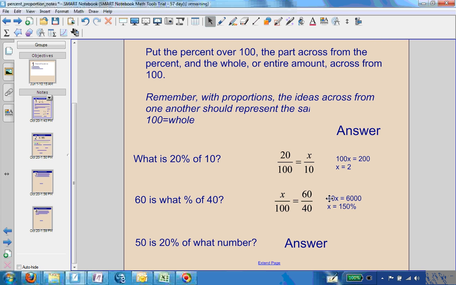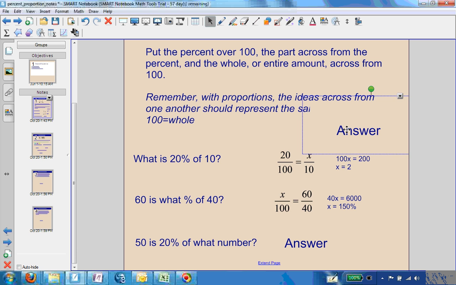40 times x is 40x. 60 times 100 is 6,000. Divide both sides by 40, and x is 150. And you put the percent sign because it's no longer over 100. So you need to put percent to mean out of 100. Now, again, in this example, I want you to notice that we're looking for the percent of 40. So the of is our whole. That gives us 60. So that was 150%.